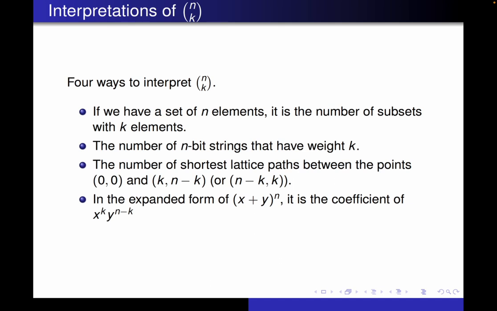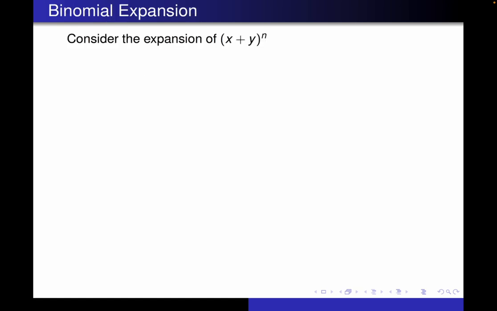So in the expanded form of (x plus y) to the n, it is the coefficient of x to the k, y to the n minus k. But as we've seen, if we focus on y instead of x, it is also the coefficient of x to the n minus k times y to the k. All right, so let's consider the expansion of (x plus y) to the n and see if we can figure out why our binomial coefficient interpretation is correct.